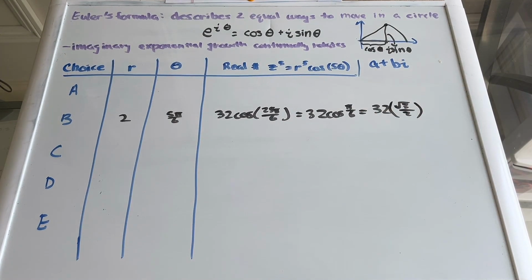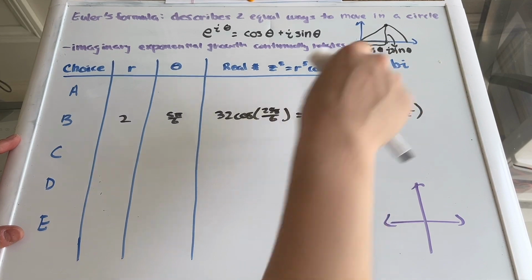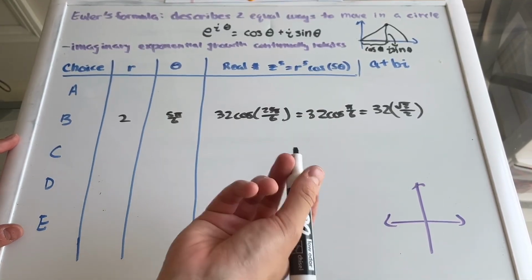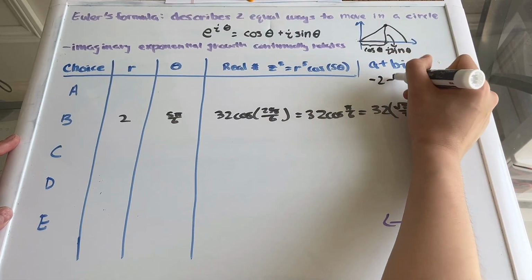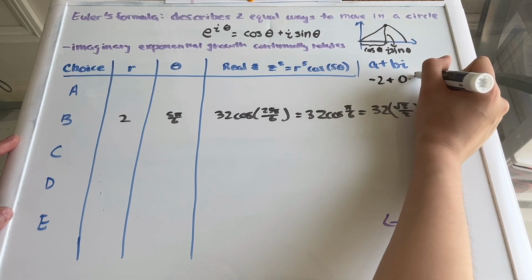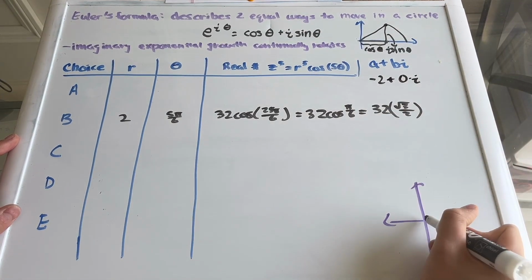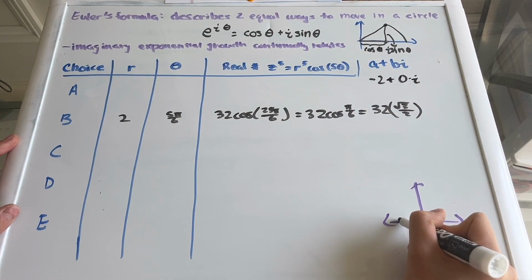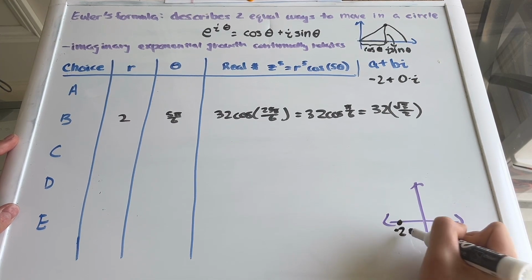Now, we can do this with all the other ones. So answer choice A is -2. And if we were going to plug this into this equation right here, answer choice A would just basically be -2 plus 0 times i. So you would go left 2 and then go up 0. So this is just -2.